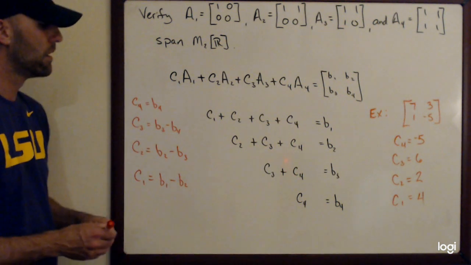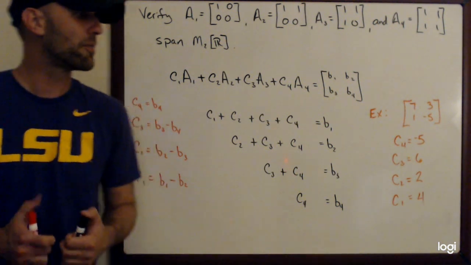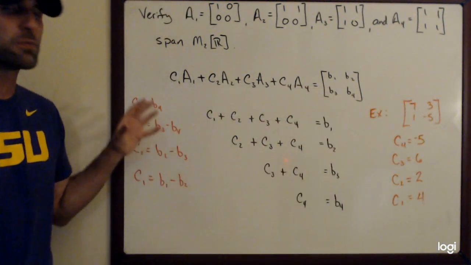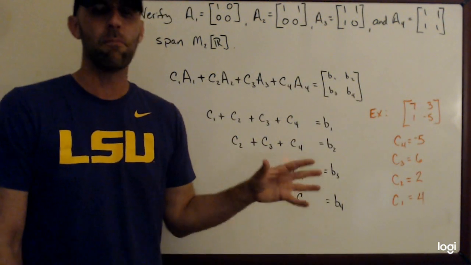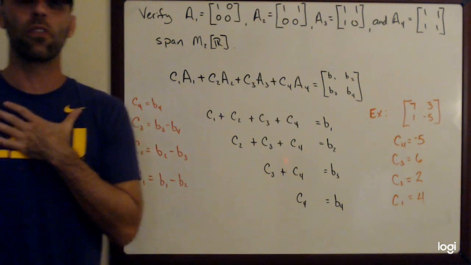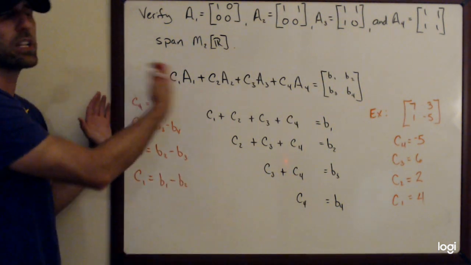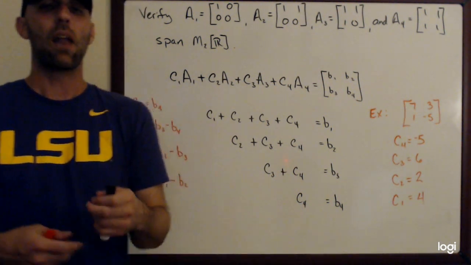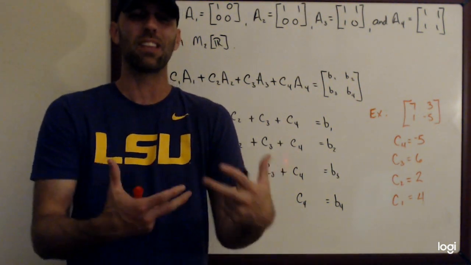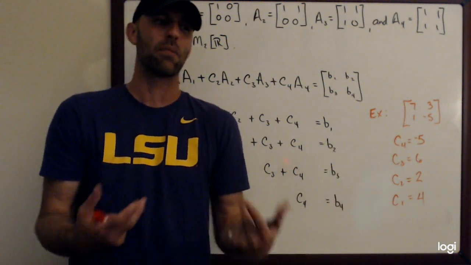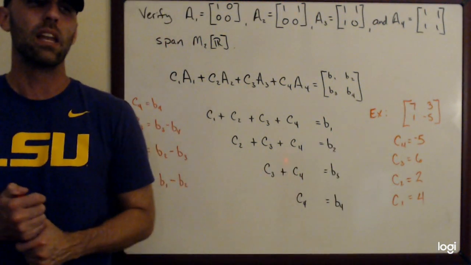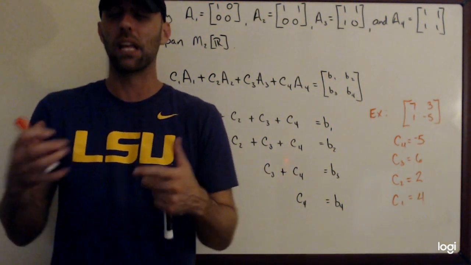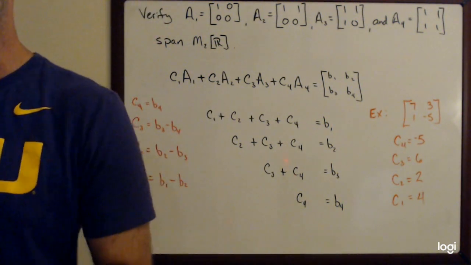Now remember, this is just an example to show you that this works. We don't have to find a specific example here. We're looking to show that it works all the time. All I've done here is demonstrate that you can find coefficients. I don't actually have to find the coefficients because I would have to do that infinitely many times, once for every vector here in M2. And there are uncountably infinitely many of those, so that literally can't be done.